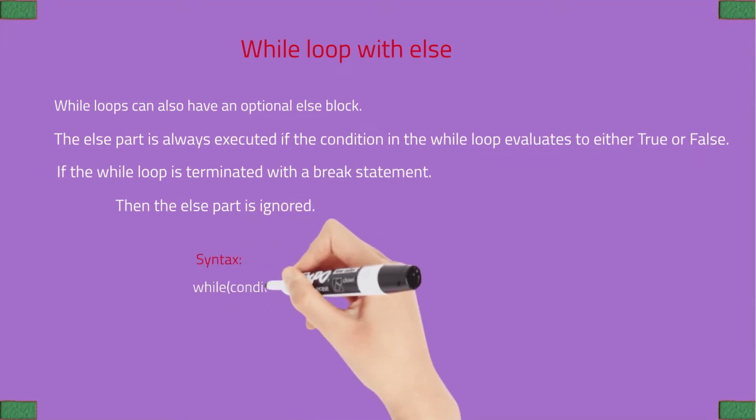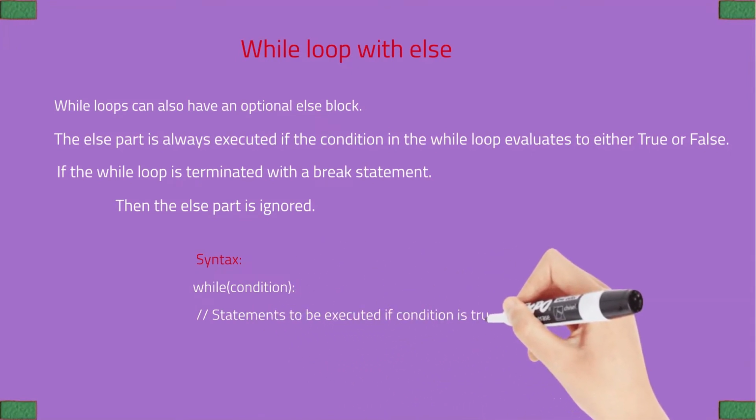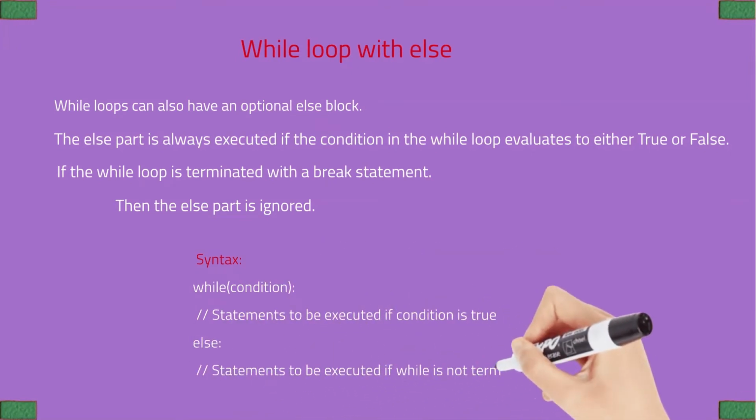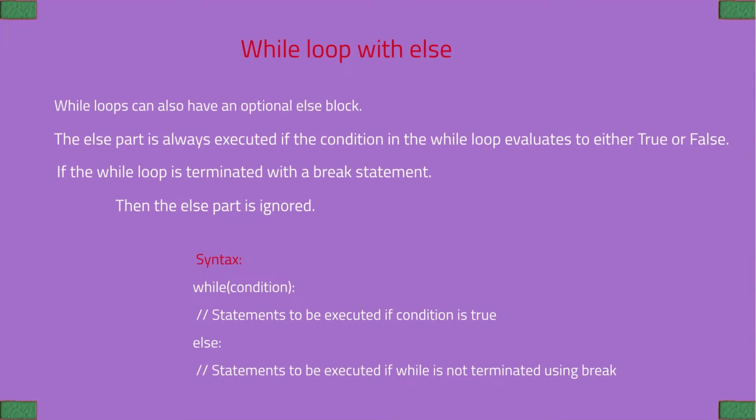The syntax for the while loop with else is: while, with the condition in braces, and then the set of statements to be executed when the condition evaluates to true. The set of statements also includes the increment operator. It is followed by the else block with the set of statements to be executed.